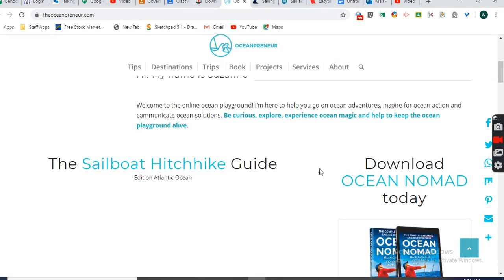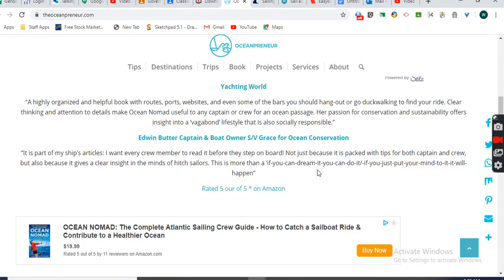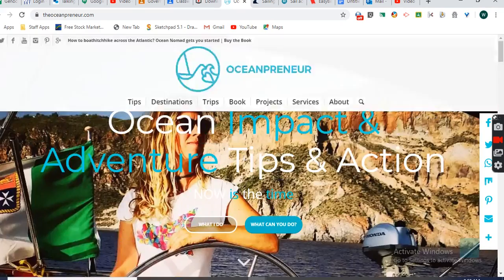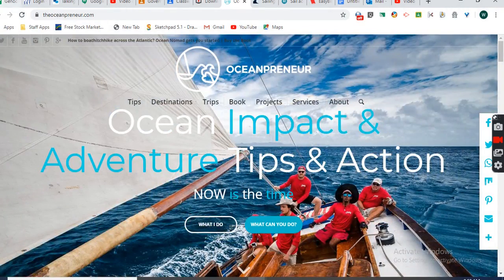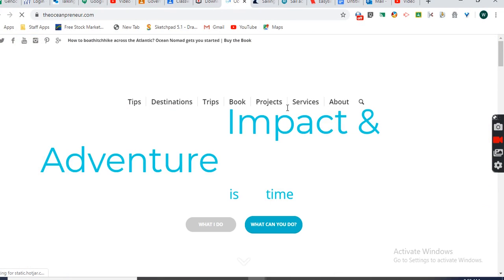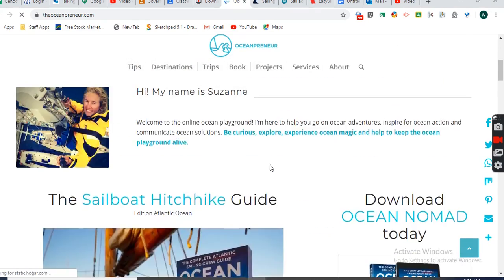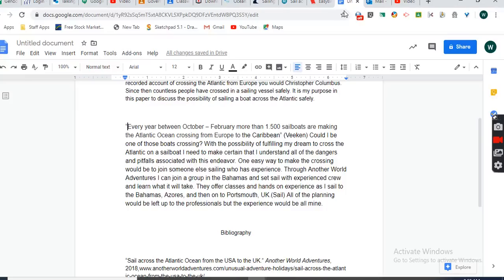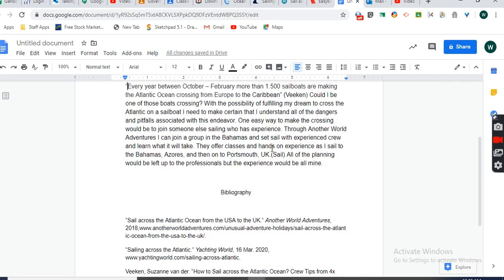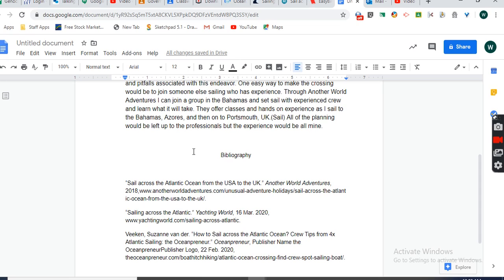Let's see. Oh, did it disappear? I don't know where it's gone to now. Let me see if I can reset it. So in the process, it's opened up some other things, so I can't really show you where that came from. But I got it from that particular article. And so I looked down here. I knew that's where I copied and pasted it from. And it came from this Susan Van der Veeken, on how to sail across the Atlantic Ocean.